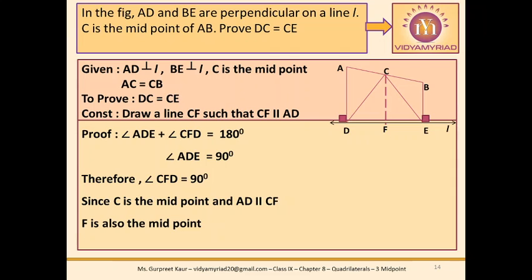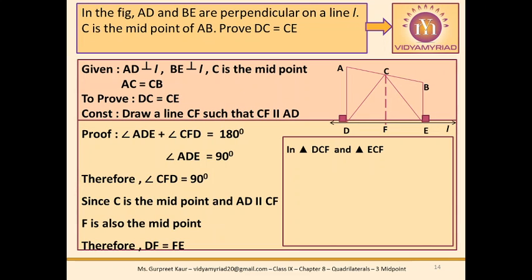When we know one point is a midpoint and we know that lines are parallel, it means the third point will also be the midpoint because of the converse of midpoint theorem. So therefore, we can say that DF is equal to FE.